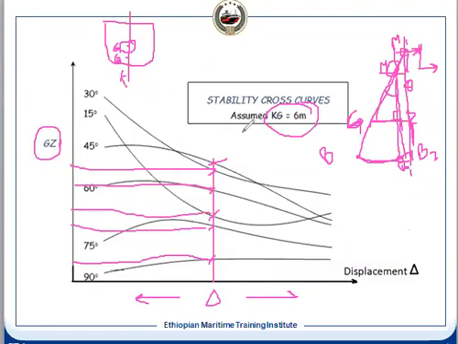So this will give us 6 meters. After that, we make the correction. Suppose due to some loading condition, G has shifted. We have two conditions: G has shifted below the assumed KG, or G has shifted above the assumed KG. When it is shifted below, it means GM has increased, which means our stability has increased. When G has shifted upward, our GM has reduced.